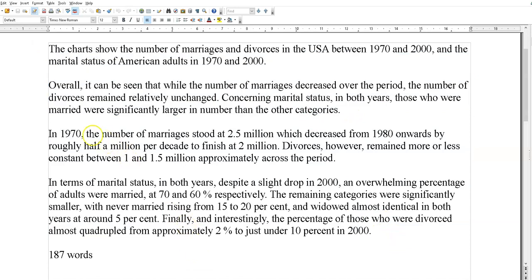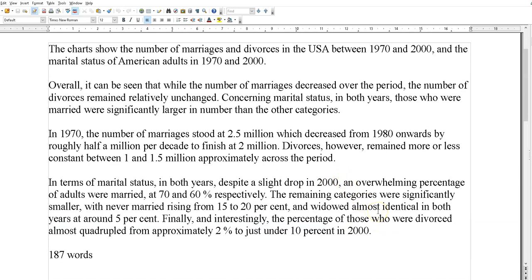Okay. So in 1970, the marriages 2.8 million, which decreased from 1980 onwards by roughly 500,000. Finish at 2 million. Divorces remained more or less constant. Okay, so that's pretty easy stuff. Now, marital status. So despite a slight drop, overwhelming percentage were married, 70 and 60% in 1970 and 2000. Remaining categories significantly smaller. Figures, data, widowed, interestingly, divorce quadrupled, etc. So I'll just leave it there. You can read it. It's pretty straightforward stuff.